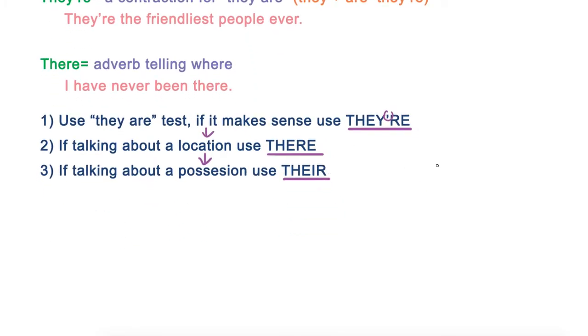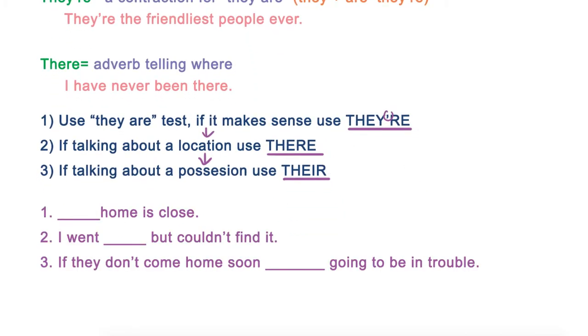All right. Let's go over some example questions. Number one, blank home is close. You should just use the they are test. So, they are home is close. Does that make sense? No. So then I'll go to the next step. If talking about location, use there. Is this sentence talking about a place? Yeah, it's talking about home, right? Since it's talking about location, I would use there.